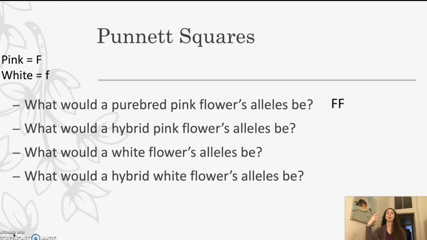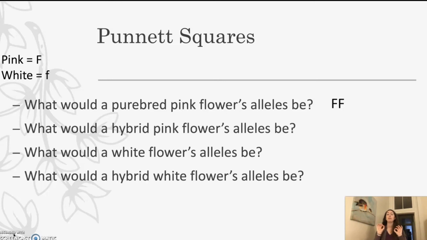If you said big F, you're absolutely correct. Again, purebred means they have 2 of the same. Pink, we know that's represented by the capital F, so pink, boom, 2 big Fs. Now, what would a hybrid pink flower's alleles be? So let's take a look. Hybrid means that they have 1 of each. They have mixed alleles. They have different alleles.